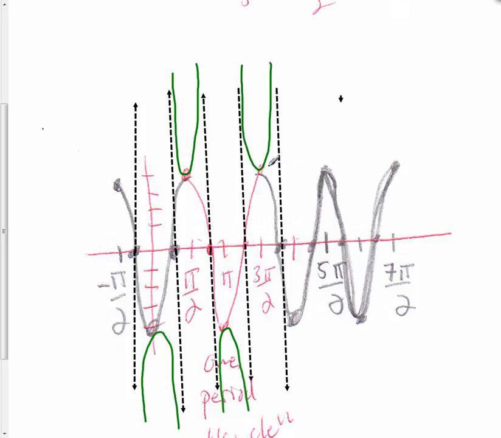Now, sometimes I'll go through and I'll erase the cosine graph just so I can just see the secant, but it's certainly alright just to leave it all in place as long as you make sure you understand what's happening. Okay? Hope that helps.